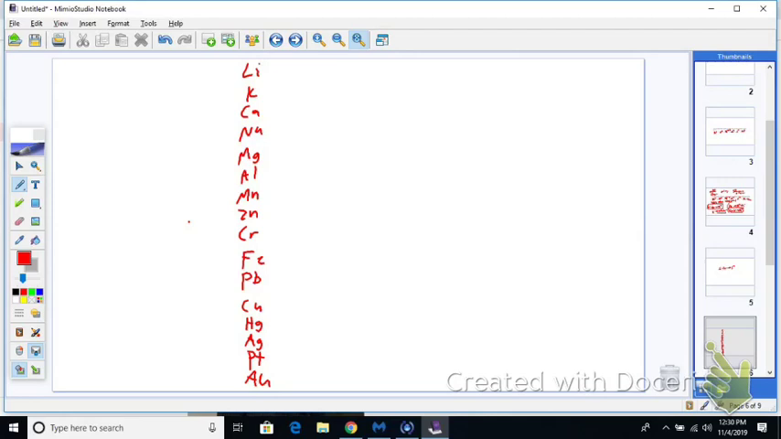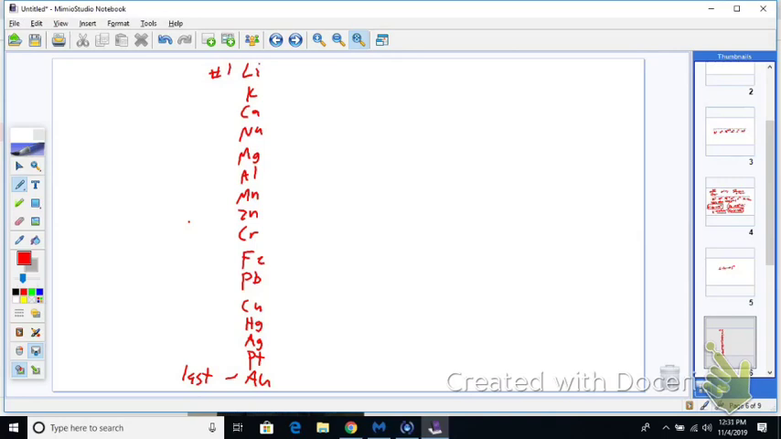I'm going to tie this into what we're just doing. So what's the most active element on your list? Lithium. Okay, lithium is number 1, and then gold is last. I'm going to ask you a question. Which one of these two, between lithium and gold, do you think is more likely to lose electrons? Lithium or gold? Lithium will.